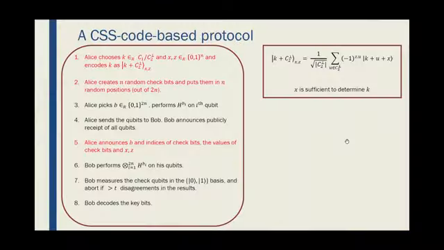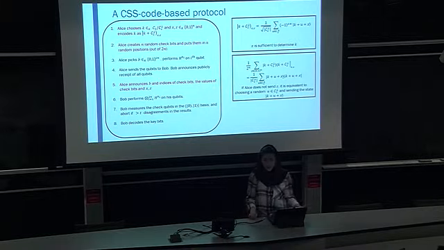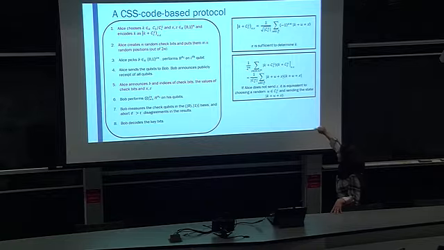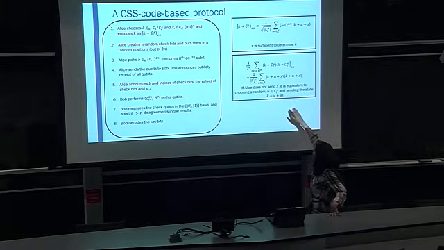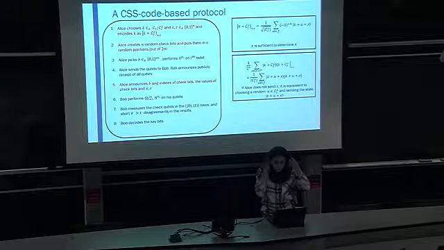Now, an observation here is that if you look at this code word, in order to decode K, knowing X is sufficient. There's no need for Bob to know Z. So if Alice does not send Z to Bob and just sends X, then from Bob's point of view, Alice has just sent a random code word K plus U plus X for a random U chosen from the dual code C2 perp.